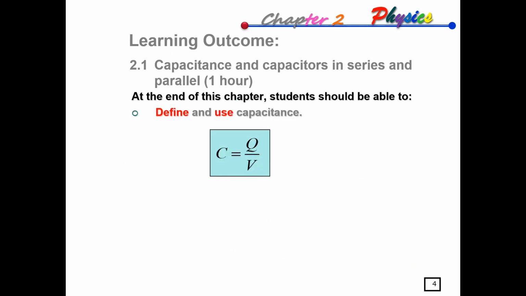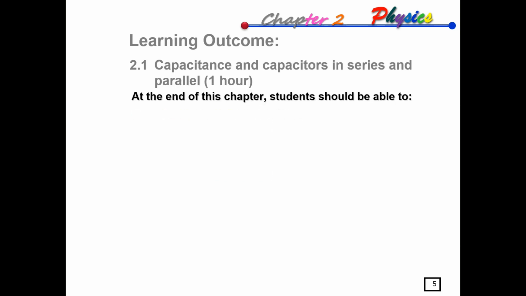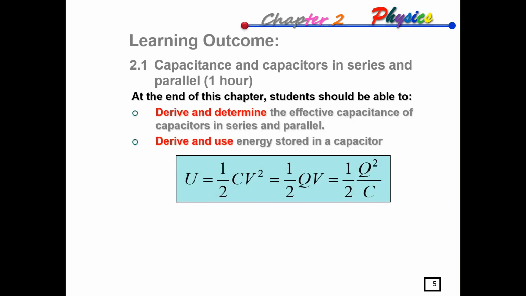In this first subtopic 2.1, students should be able to define and use capacitance. The formula for capacitance C is given by Q divided by V, where Q is the symbol of charge and V stands for potential difference. In the same subtopic, students should also be able to derive and determine the effective capacitance of capacitors in series and parallel, and also derive and use the formula of energy stored in a capacitor.